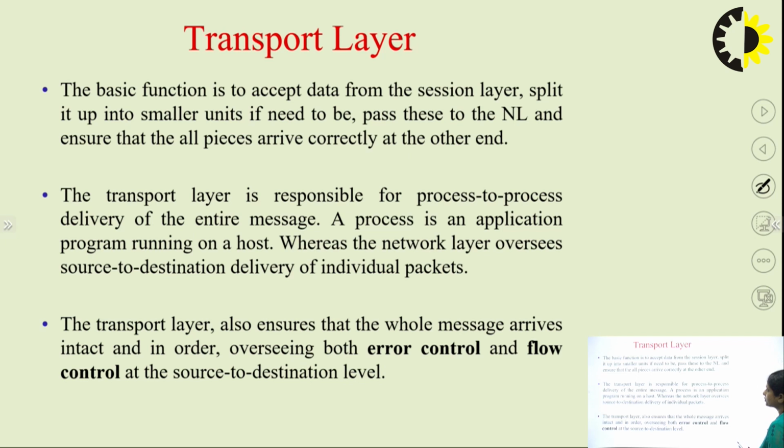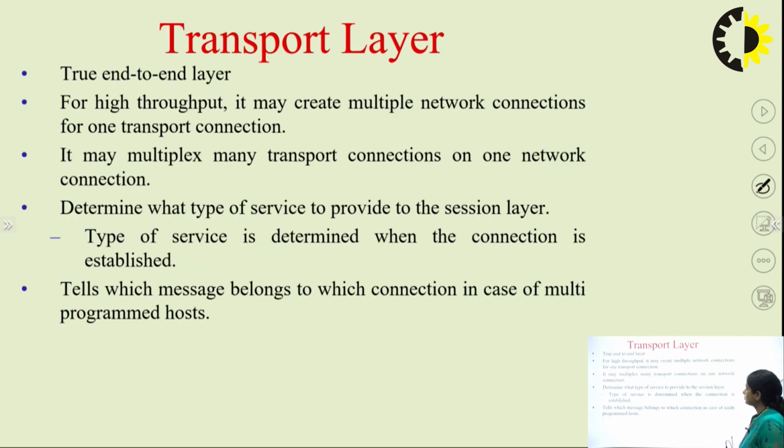So the basic function is to accept the data from the session layer, split it up into smaller units, and then pass it to the network layer and ensure that all the pieces arrive correctly at the other end, right? So that's why we say that the transport layer is a true end-to-end layer. That means process to process layer, right? And it multiplexes many transport connections onto one network connection.